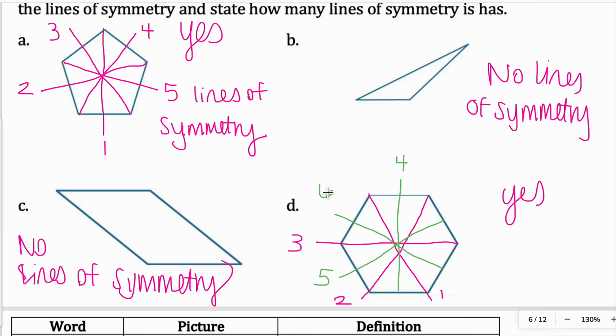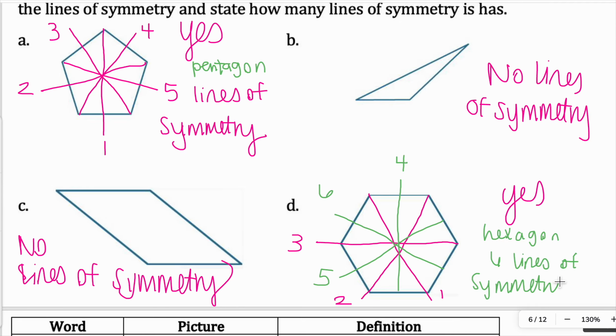Okay, I wanted to point out something too. In letter A, this is a pentagon. And notice that there are 5 lines of symmetry, a regular pentagon. And then letter D is a hexagon. And that one is showing 6 lines of symmetry. So maybe think about how that's relating to some patterns you might notice.